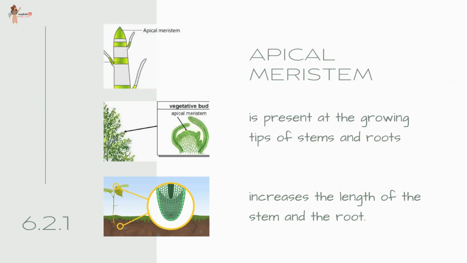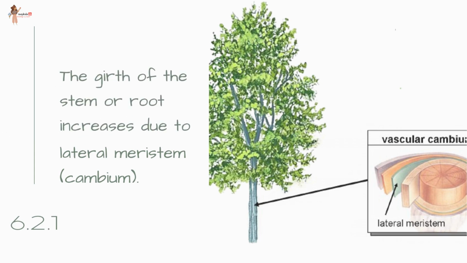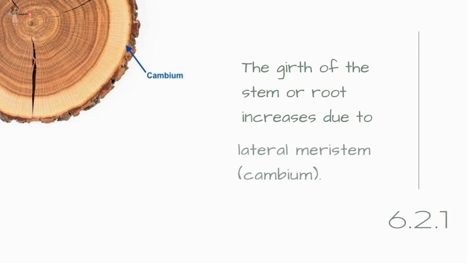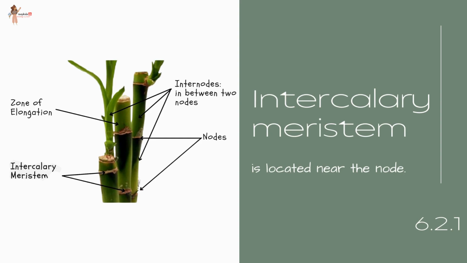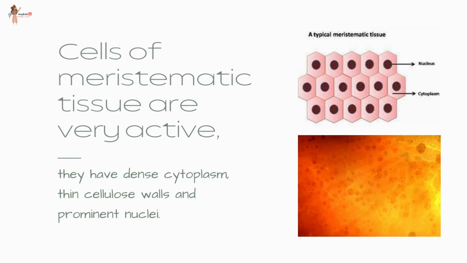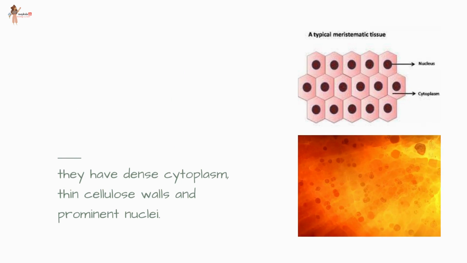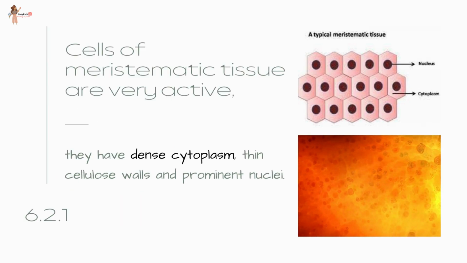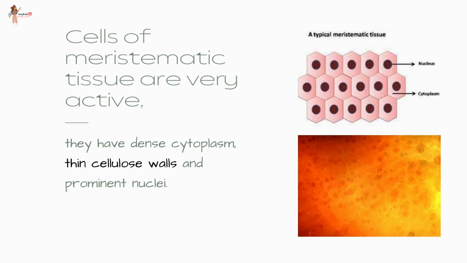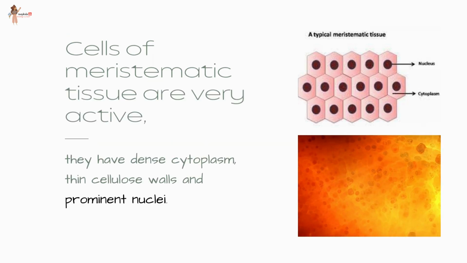Apical meristem is present at the growing tips of stems and roots, and it increases the length of the stem and the root. The girth of the stem or root increases due to lateral meristem, also known as cambium. Intercalary meristem seen in some plants is located near the node. Cells of meristematic tissue are very active. They have dense cytoplasm, thin cellulose walls, and prominent nuclei.